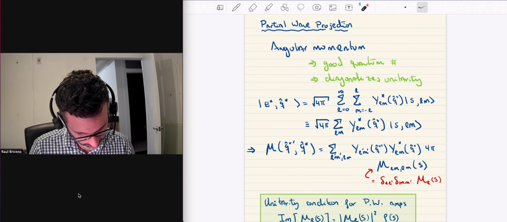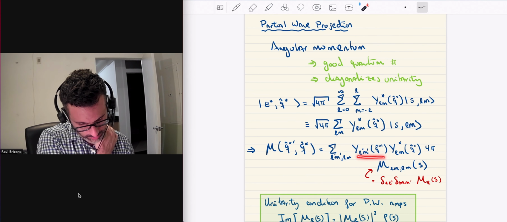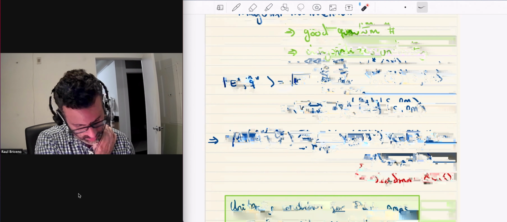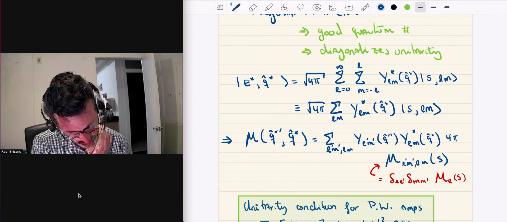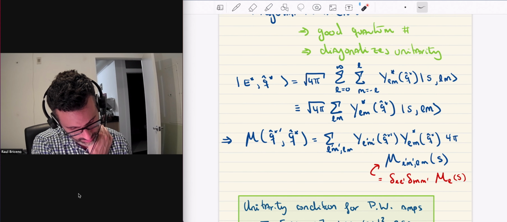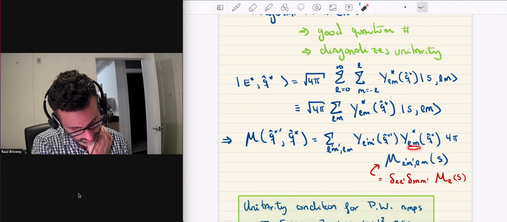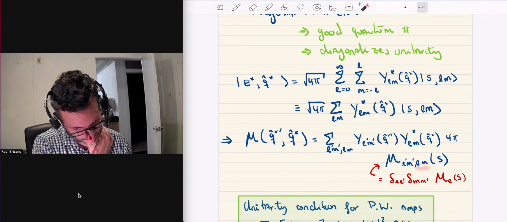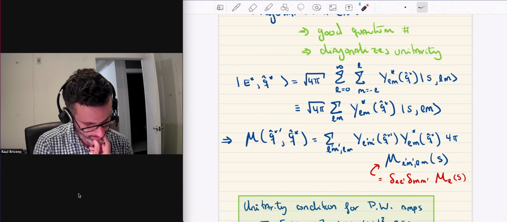I forgot about the factors of square root 4 pi. There are typos galore, look at that. So you have a partial wave spherical harmonic associated with the final states and a spherical harmonic associated with the initial state. One of them is conjugated because it's associated with the initial state, and the other one is not conjugated because it's coming in with the final state.